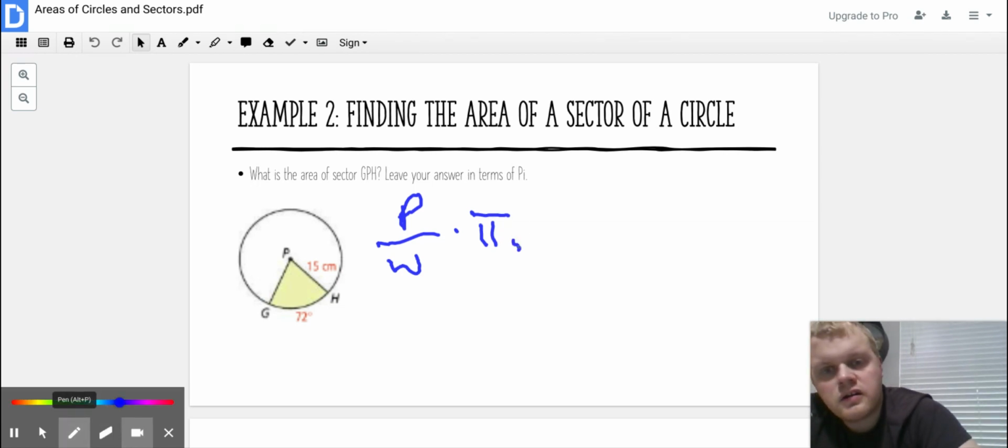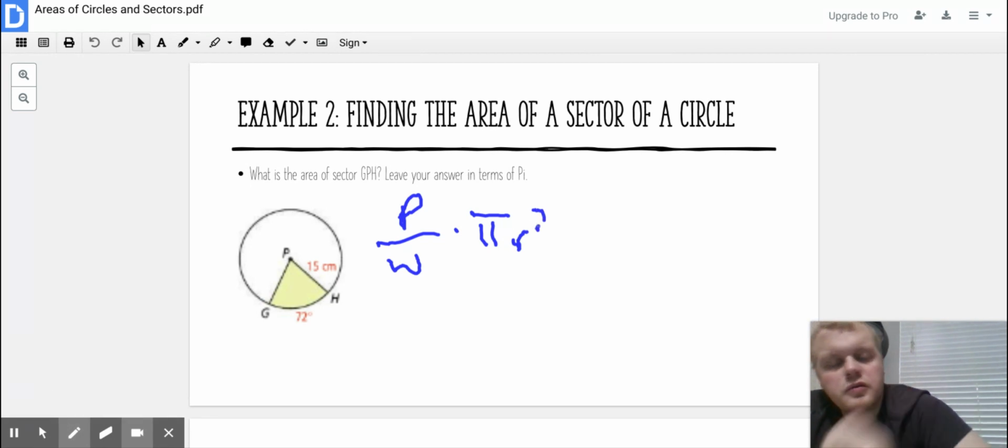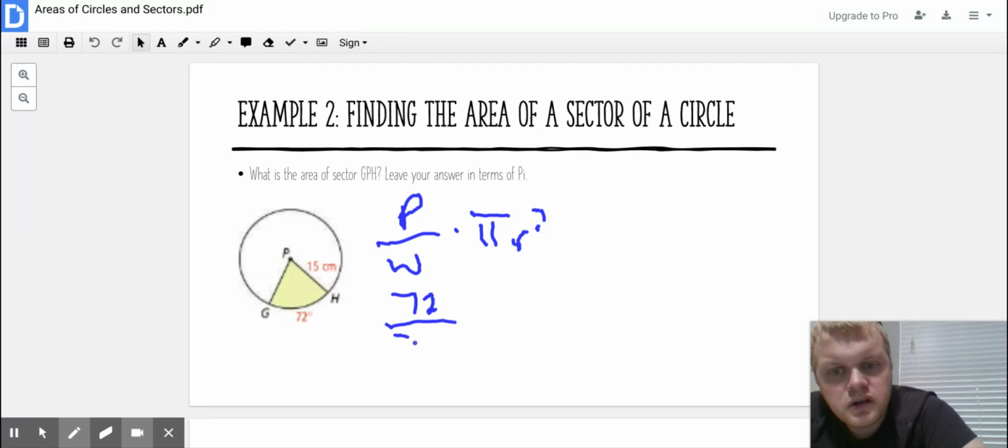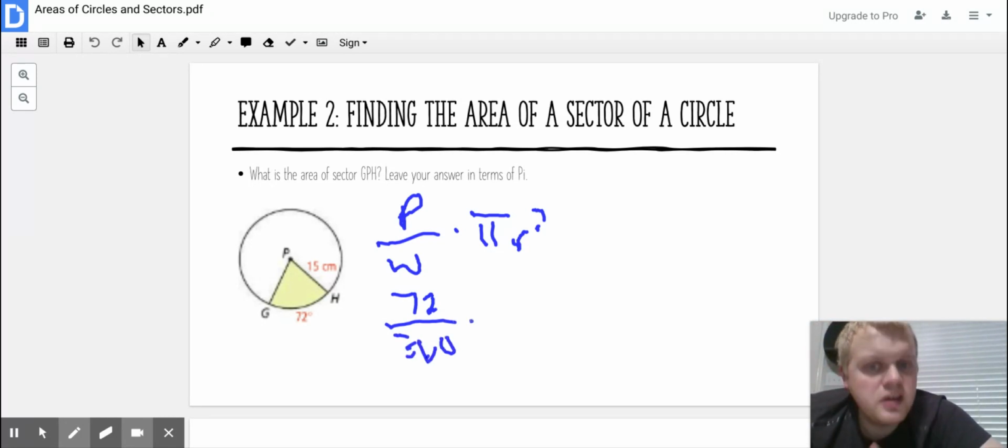Pi r squared. Okay, so pi r squared. So the part that we're looking at there, that part would be 72. That's the highlighted part. So 72 over 360. That's part over whole times pi r squared.